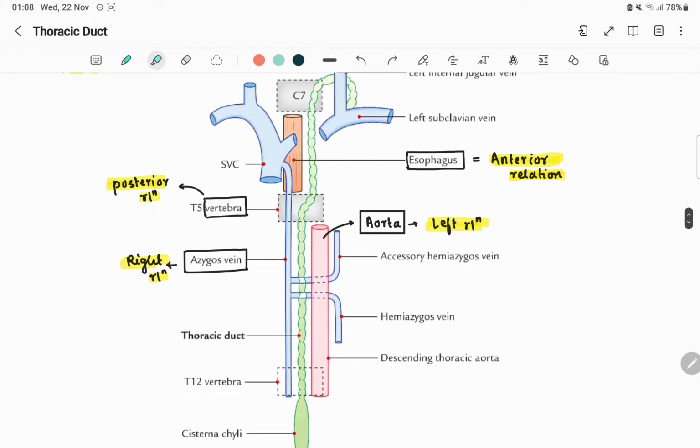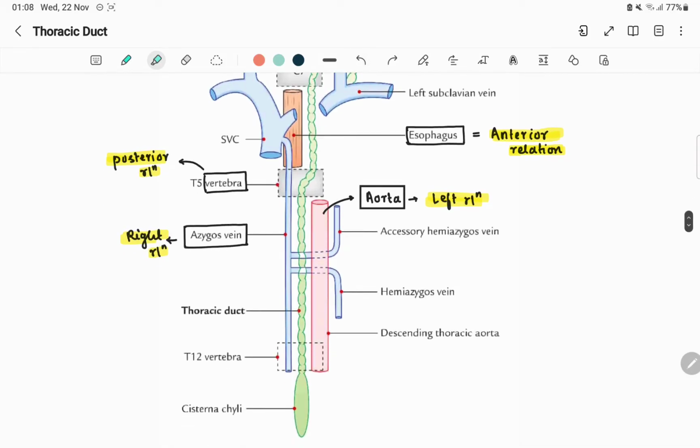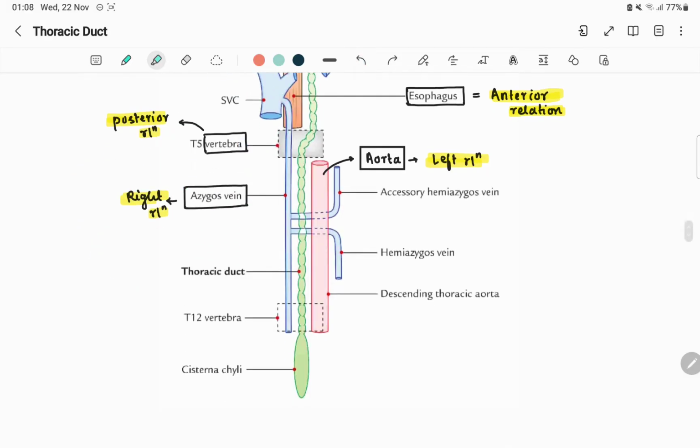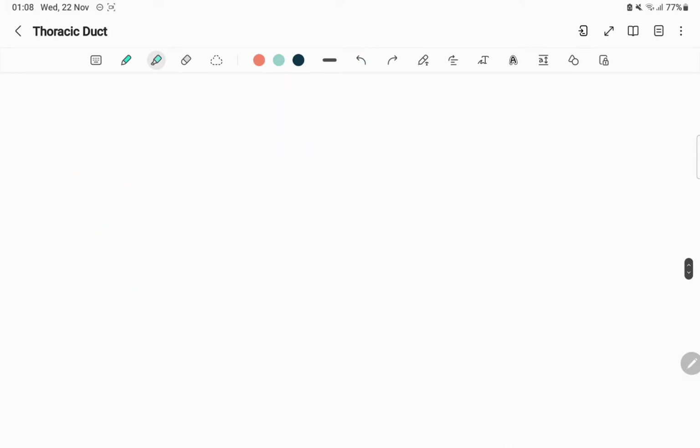Then the T5 vertebrae. The vertebrae are the posterior relation, and the right relation is the azygos vein. Very easy. Aorta is the left relation, esophagus is the anterior relation, posterior relation is the vertebra, and the right relation is the azygos vein. That completes the thoracic duct. Just a little bit to discuss that. So let's move on to the next.